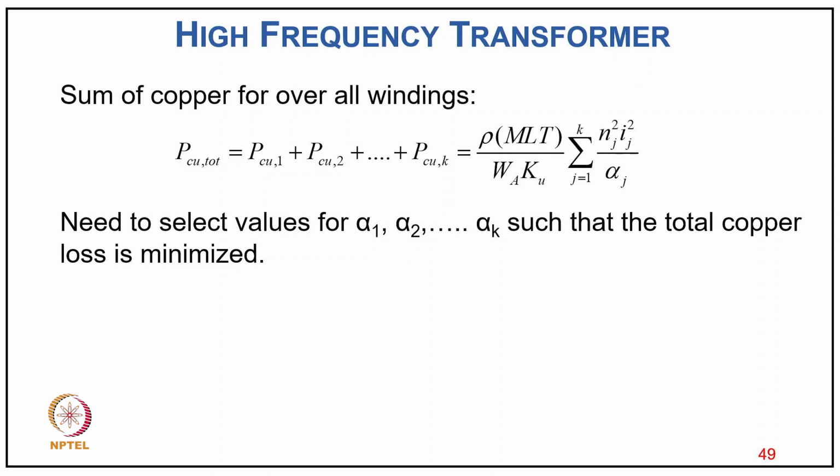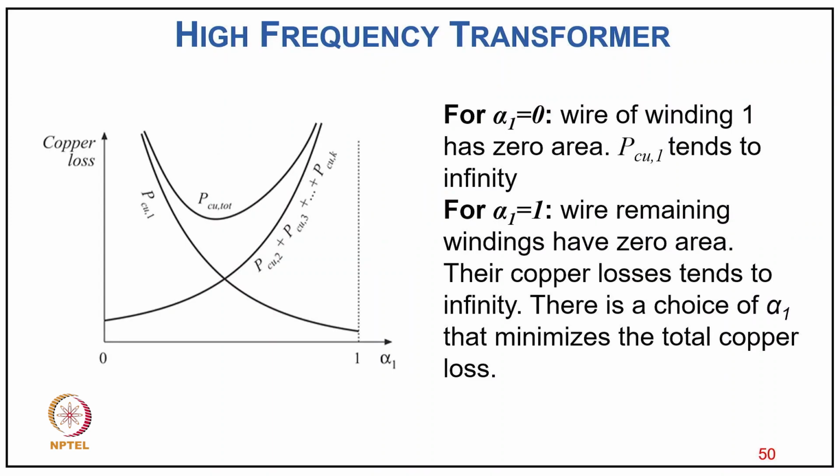We need to select values of alpha 1, alpha 2 up to alpha k such that the total copper loss is minimized. A typical example is shown here: we have Pcu1, Pcu2 and Pcu3 as a variation, so we get Pcu total, which has a minimum corresponding to alpha values between 0 and 1. For alpha 1 equal to 0, winding 1 has zero wire area, so Pcu tends to infinity, and when the remaining windings have zero area, their copper losses also tend to infinity. So this is the choice of alpha 1 that minimizes the total copper loss.